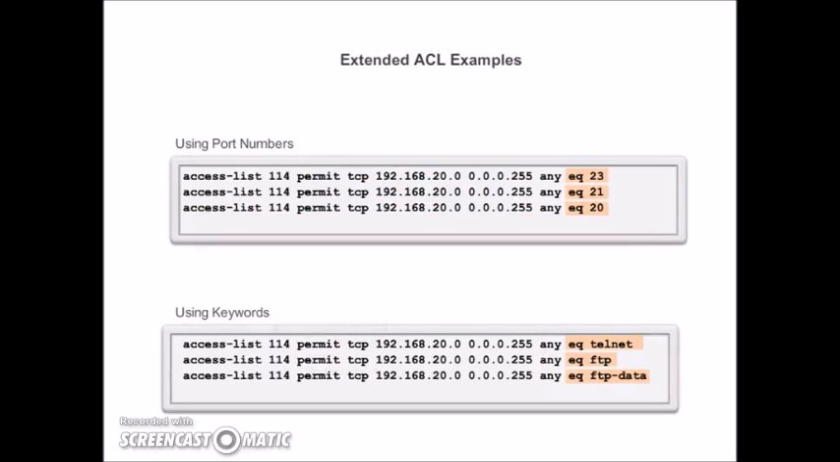The ability to filter on protocol and port number allows network administrators to build very specific extended ACLs. An application can be specified by configuring either the port number or the name of a well-known port. Logical operators can be used, such as equal, EQ, not equal, NEQ, greater than, GT, and less than, LT.